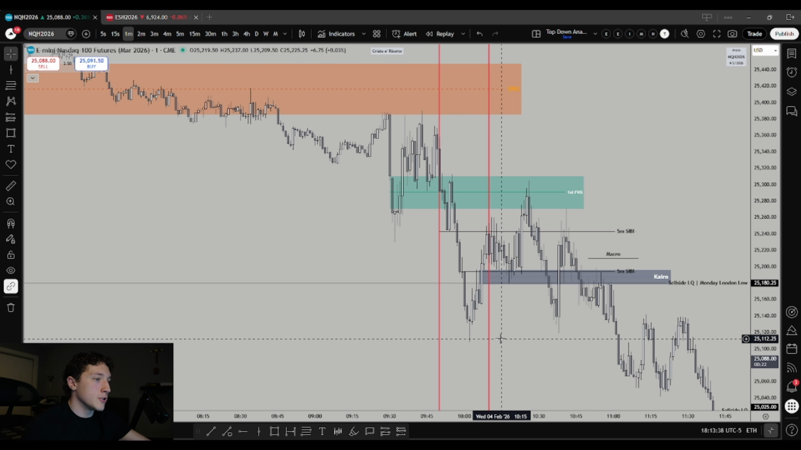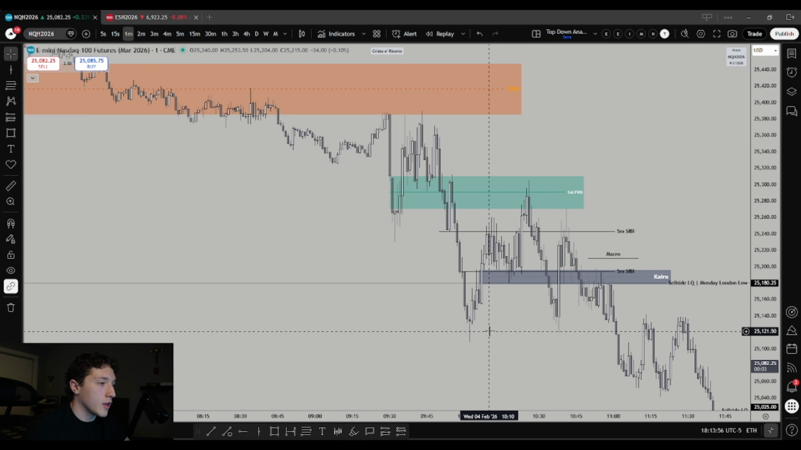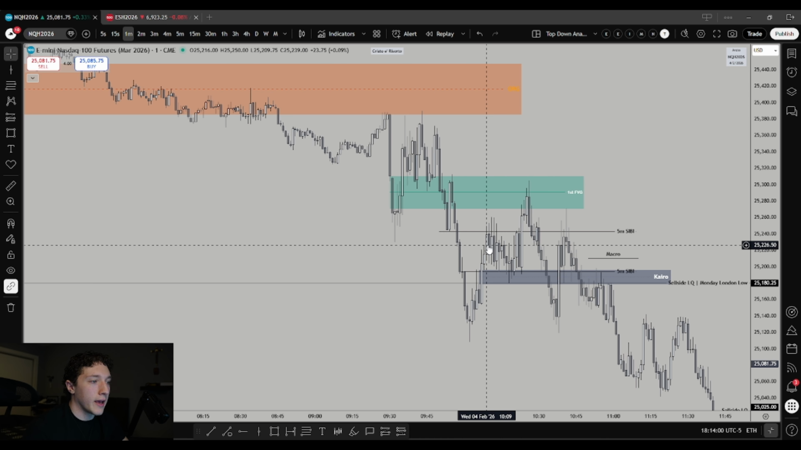Now, just a little gem for you guys. If SMT occurs before the macro or inside of the macro, that's going to be rocket fuel for price. You're going to see price just have a great run. And that's what I'd love to look for. But inside of here, when I'm looking for a Cairo, we have a 5-minute SIBI now. And I want to see, is price willing to have a continuation?